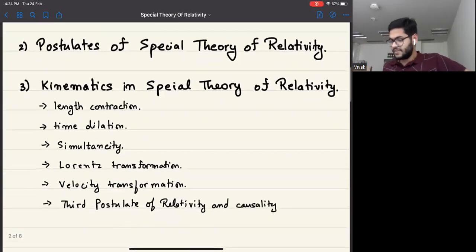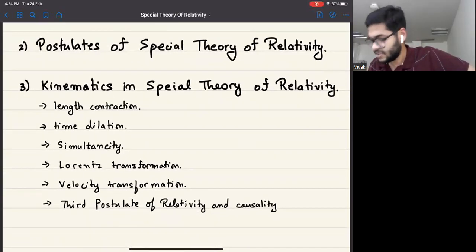Then, in the third part, we will be talking about the kinematics in special theory of relativity.